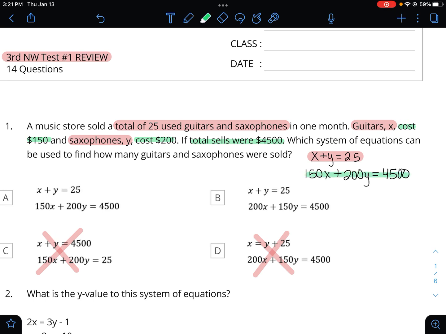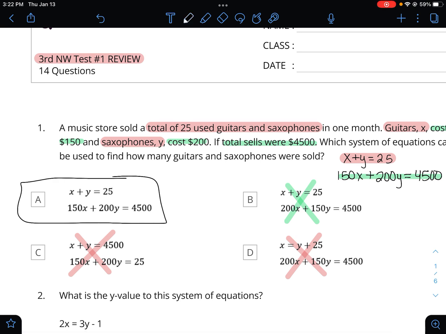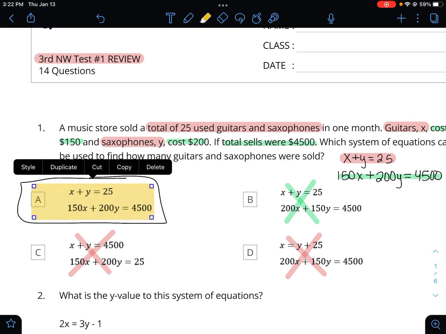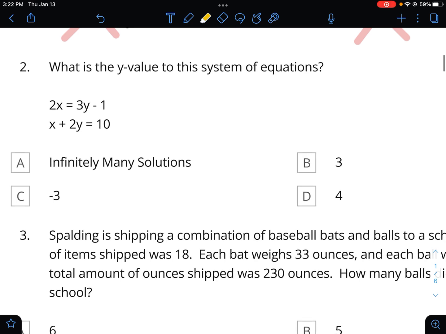This is my second equation. And so I look at my answer choices, and I can eliminate answer choice B because it has the 200 and 150 flip-flopped. So my correct answer would be A. Okay, so let me highlight that so we can see it better. There we go. That's our correct answer. Moving on to the next one.